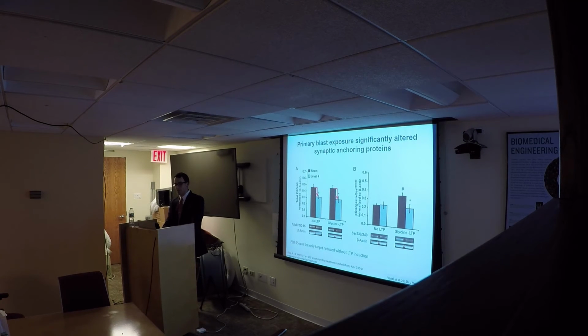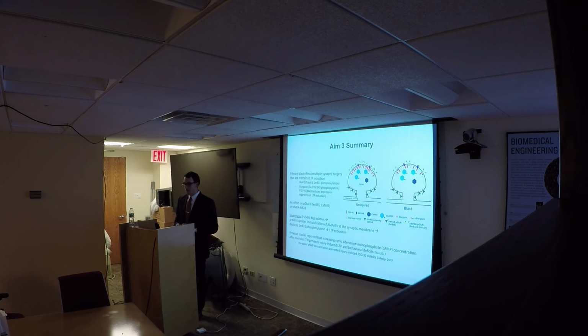Here we see no effect of blast on non-LTP cultures. For glycine-induced LTP, we see that phosphorylation in the sham group increased as expected. However, blast injury prevented this increase in stargazin phosphorylation. So to summarize, we found that primary blast influences multiple synaptic targets that are critical to LTP, including GluR1 and stargazin upon LTP induction, and PSD95 regardless of LTP induction. There was no effect of injury on the serine 845 phosphorylation site on GluR1, CAMK2, or NMDA NR2B receptors.